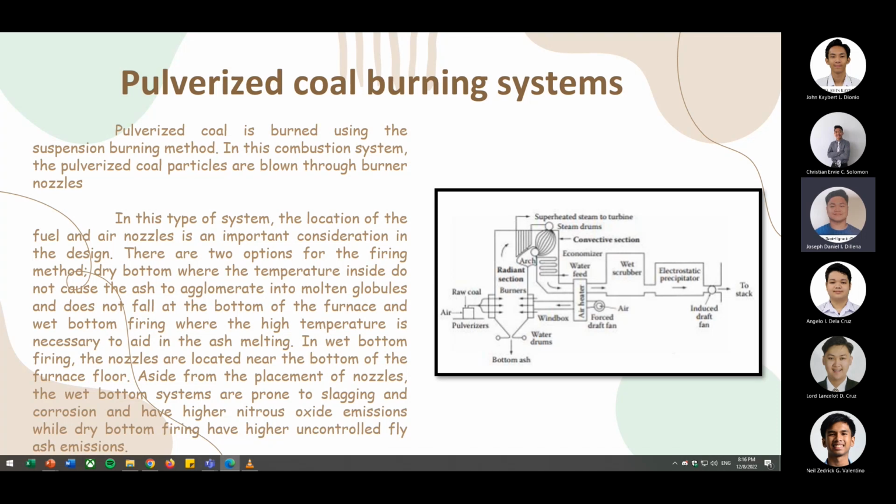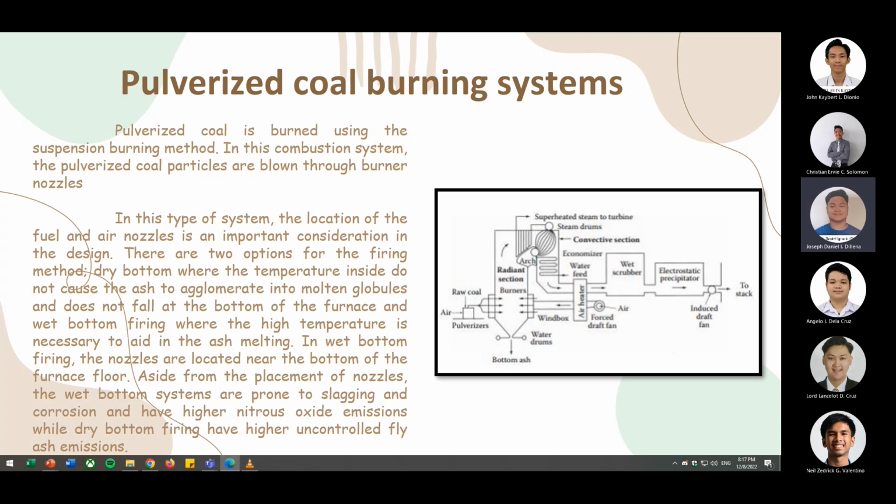There are two options for the firing method. Dry bottom, where the temperature inside does not cause the ash to agglomerate into molten globules and does not fall at the bottom of the furnace, and wet bottom firing, where the high temperature is necessary to aid in the ash melting. In wet bottom firing, the nozzles are located near the bottom of the furnace floor.